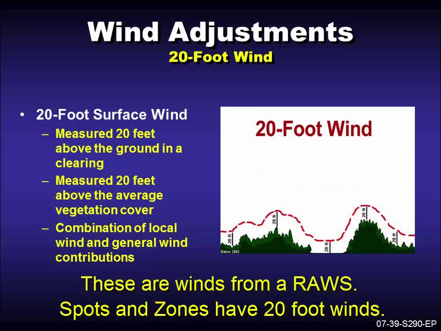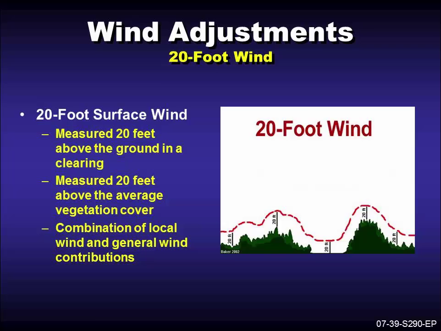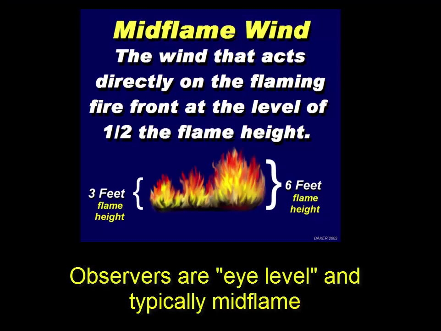Remember that there are different types of wind, both observed and measured. Permanent weather stations measure the 20-foot wind, and those are the winds you will find in a planning and spot forecast. When you take a weather observation, that is more like a mid-flame wind, so the forecasters will estimate a 20-foot wind from your observation.